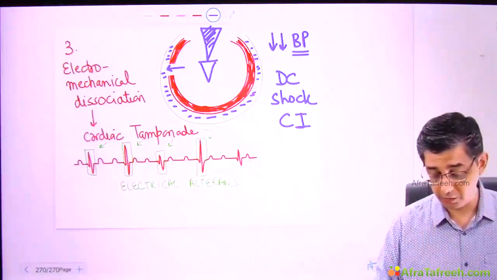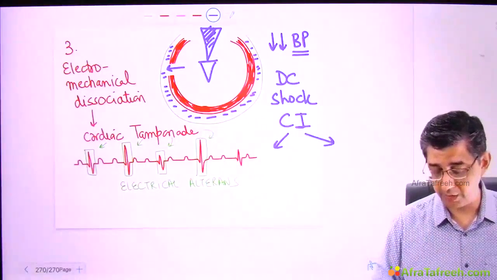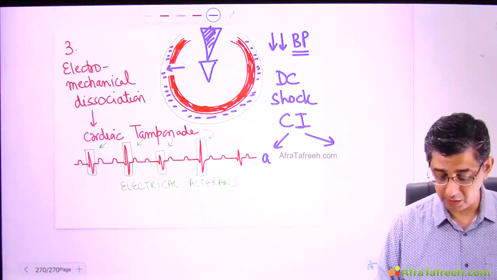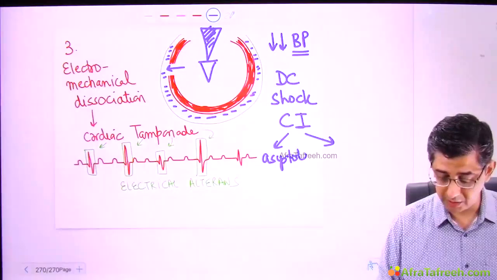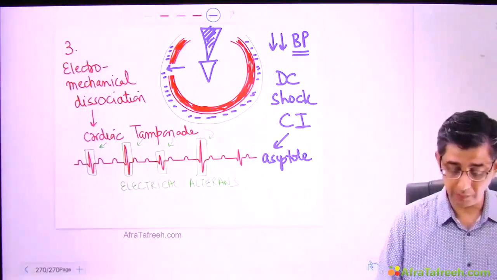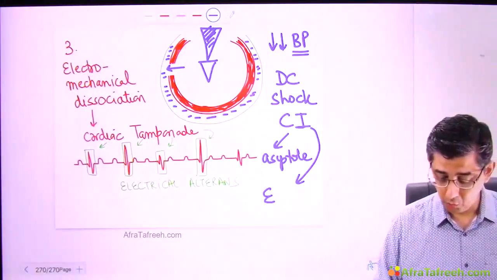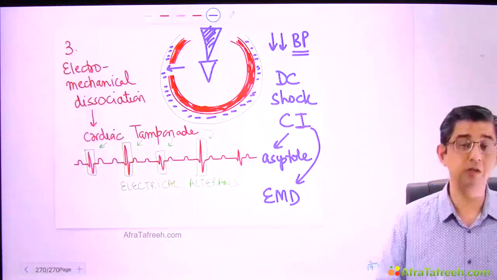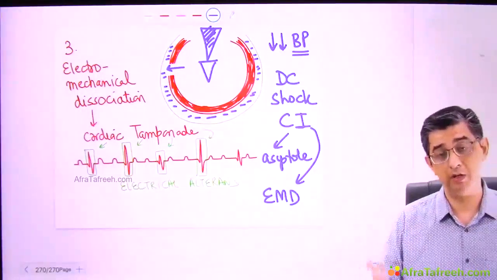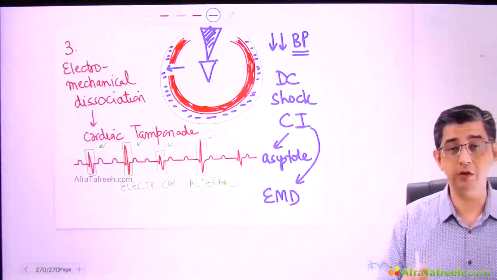There are two scenarios where DC shock is absolutely contraindicated. One is what we have just discussed right now, that is electromechanical dissociation, and second is asystole. There is absolutely no point of giving DC shock to a person who is having a flatline ECG, because for flatline ECG you need to actually give adrenaline to stimulate the heart. There is absolutely no point of giving DC shock on a flatline ECG.